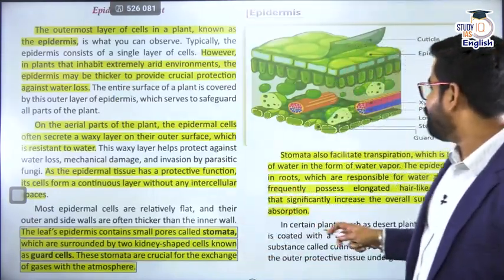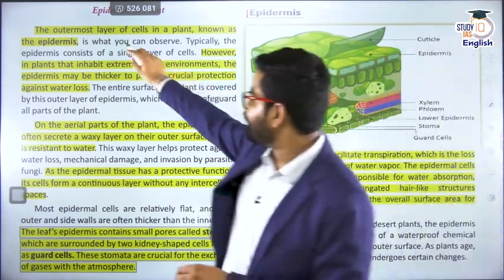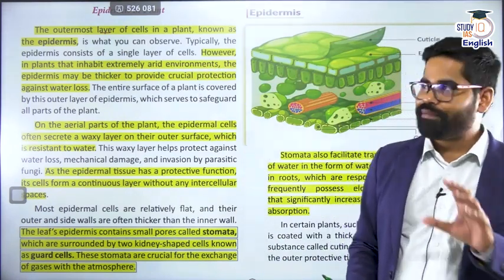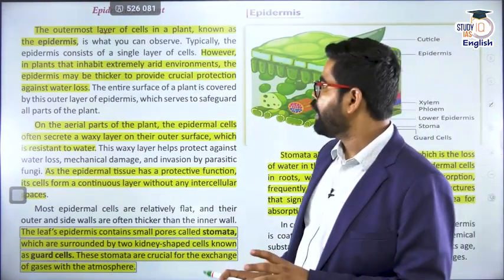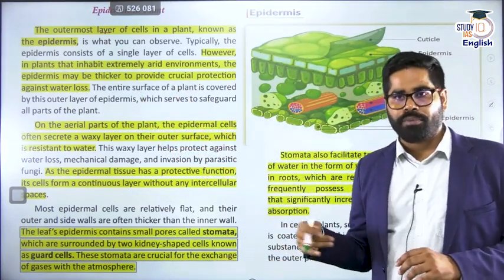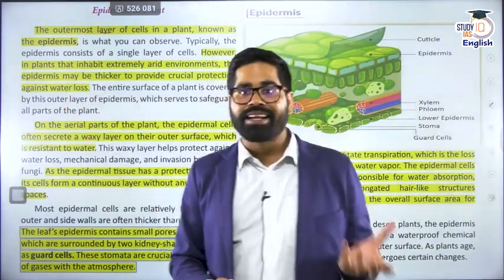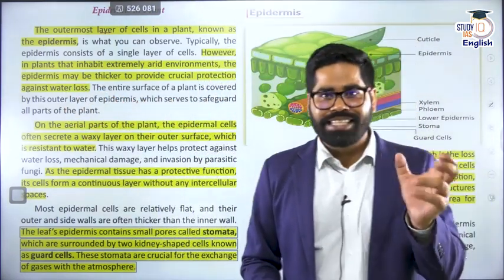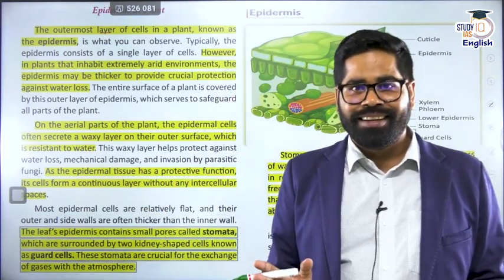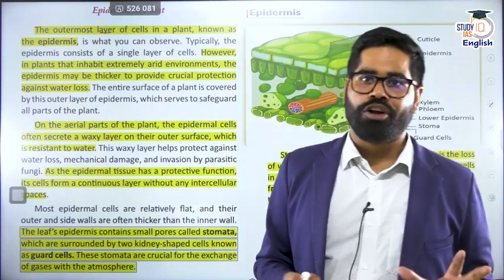Now, then we have this epidermis. This epidermis is basically the outermost layer of cells in a plant. If we talk about desert plants, there you can find that this epidermis may be thicker than normal. Why is it thicker than normal? Basically, it is shielding the plants from transpiration loss.